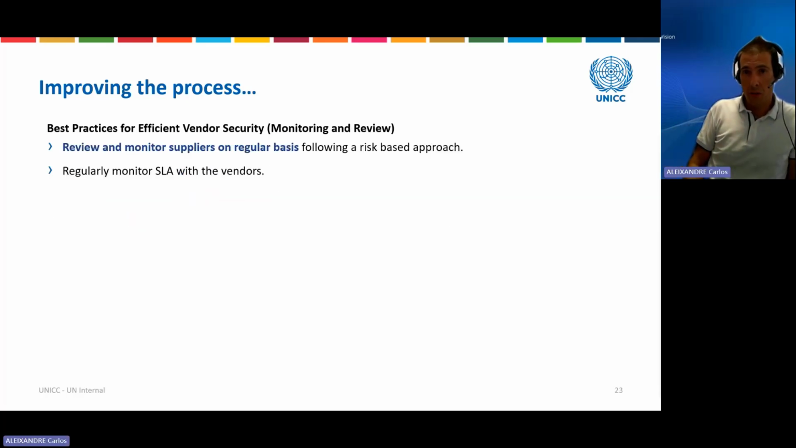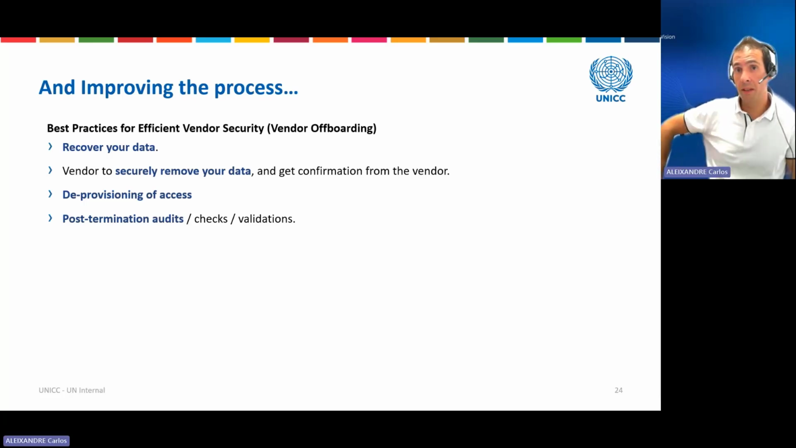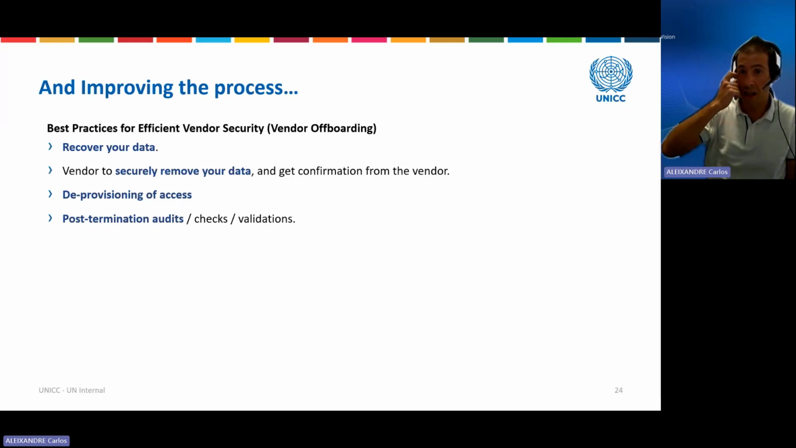Okay, for monitoring and review, as I mentioned, review and monitor suppliers on a regular basis, following a risk-based approach, following the categorization that we have defined, and also we need to monitor the service level agreement with our vendors. When doing the vendor offboarding, make sure you recover your data. You may want to request the vendors to securely remove the data and get confirmation. If they have access to our infrastructure, make sure that you deprovision the access, and you can also do some sort of post-termination audit checks or validation on the supplier.